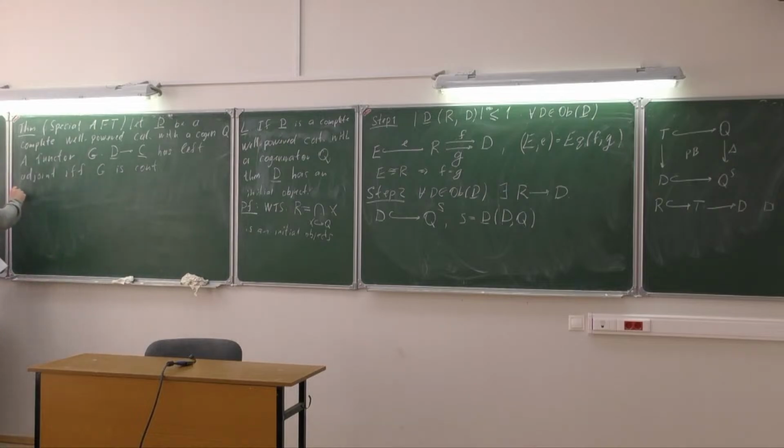Okay, so proof. As before, in one direction this is automatic. This is just that right adjoints preserve the limit. So of course the proof is in the other direction.